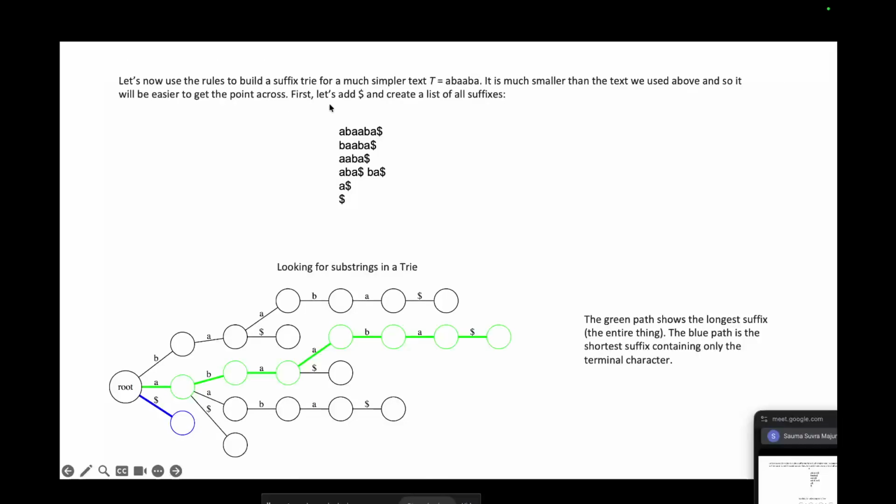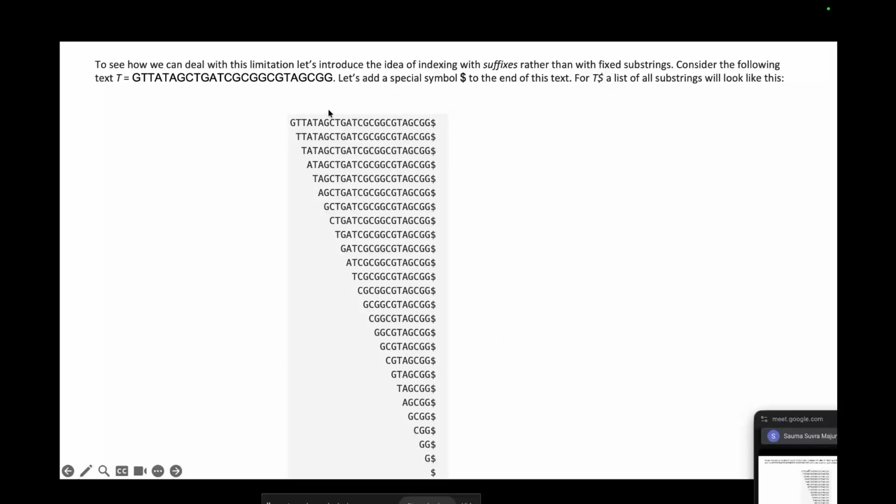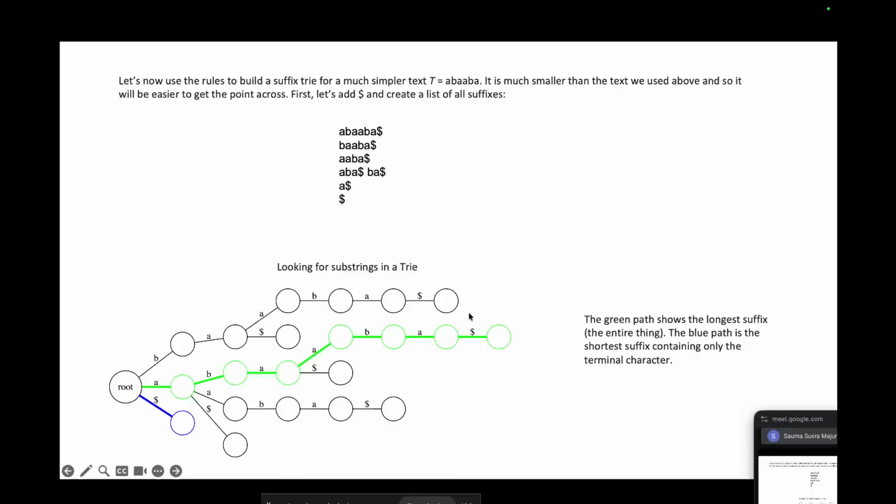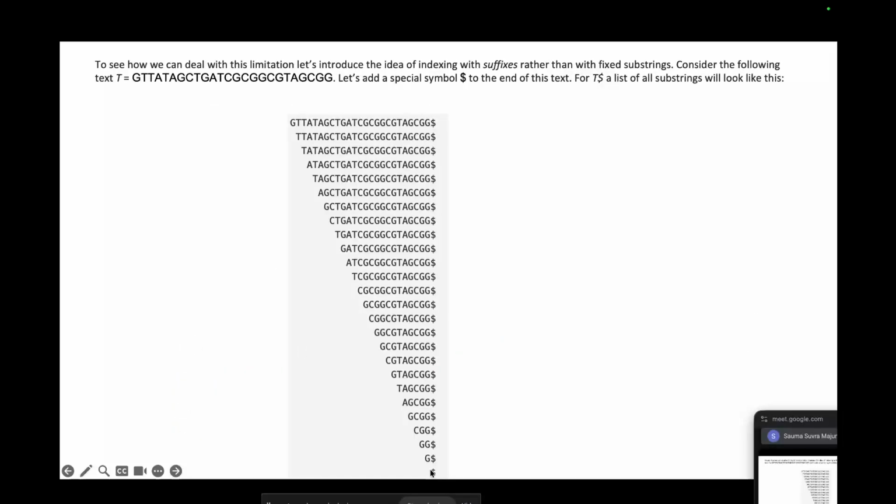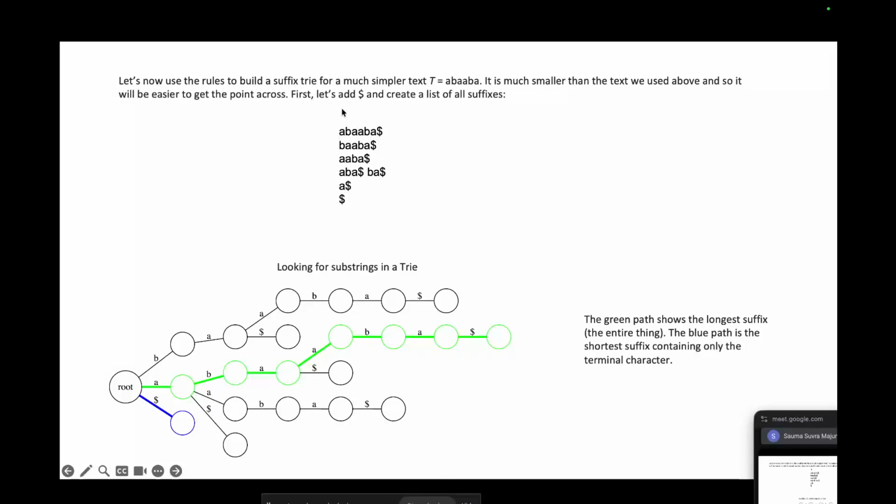Now, taking these suffixes, what we build is a suffix trie. From the root to the node, you can directly get all the suffixes of this particular text. You build all the suffixes into the suffix trie. The idea is that if you start from the root and you travel to a leaf of the tree, you will get a suffix. One suffix would be BA dollar, so that would be this one. I don't think these are the same, but this is a separate example.